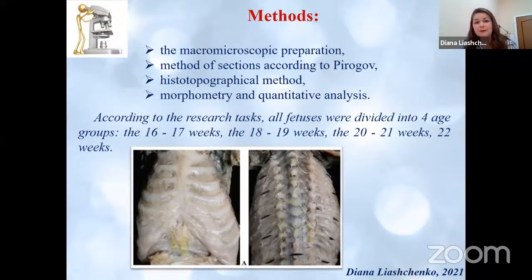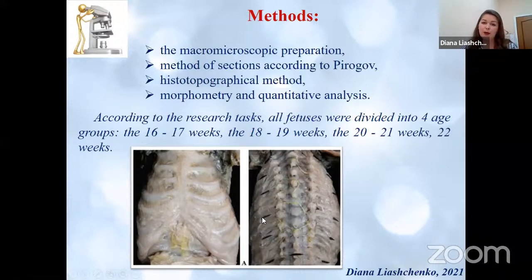What methods did we use? Classical morphological methods such as macro-microscopic preparation, methods of sections according to Pirogov, histotopographical method, morphometry, and quantitative analysis. Sometimes, if necessary for the research work, we divide all our samples of fetuses into age groups. In this study, we divided all fetuses into four groups: 16 to 17 weeks, 18 to 19 weeks, 20 to 21 weeks, and the 22nd week, to receive more details and quantitative data about changes of anatomy and topography of the heart and intracardiac structures.